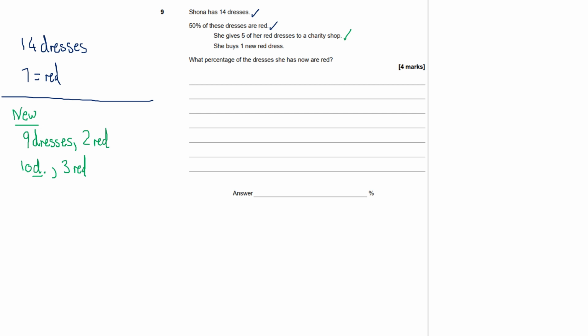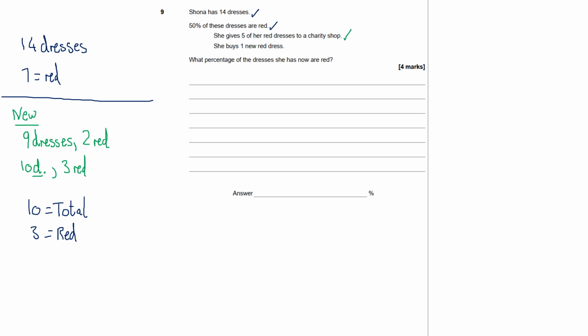So this bit, I'm happy that this bit's correct. I'll just use my laser. This bit's correct. And then what about the red ones? Well, she's got 14 dresses. Half are red, so 7 are red. She gives 5 of the red ones away, so she's got 2 red dresses. Then she gets a new red dress, which means she's got 3 red dresses. So I'm happy with that. I'm happy that there's 10 in total. I'll use a different colour. 10 equals total. And 3 equals red.